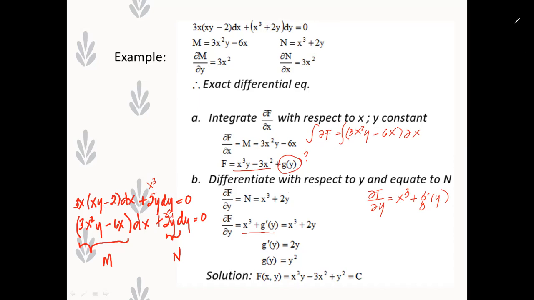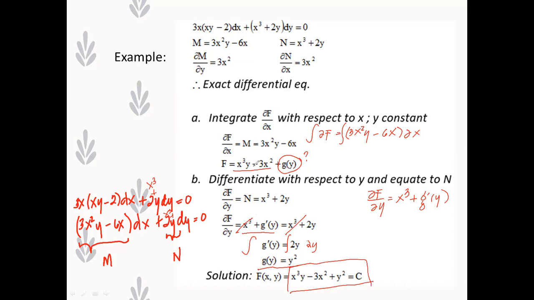So that's it. So you can see here, that's our n. So we equated our partial derivative of f with respect to y to the n. In the process, you can cancel the x cubed and you are left with g prime of y equals 2y. We don't need g prime of y, we need g of y. So you will need to integrate both sides of this equation. Okay, so when you integrate, this will lead you to y squared. This is already the g of y that should be appearing here.